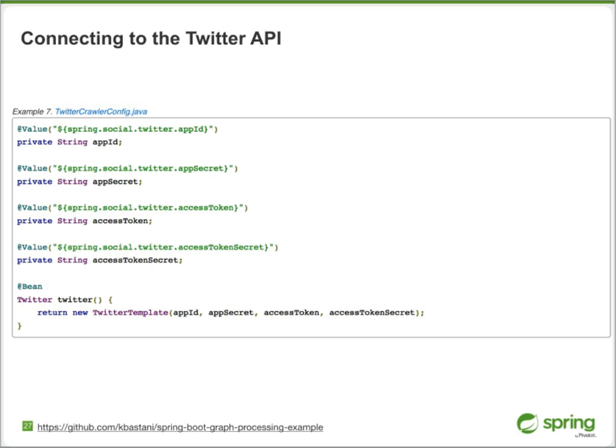So in this code example I've shown here, we'll use the value annotation to automatically load in configurations from the application.properties file. These are the keys that we saw from the last slide. We'll then define a bean for the Twitter template, which will require, as parameters, the Twitter API access credentials. So now we'll be able to automatically inject instances of the Twitter template that were initialized from our configuration properties during runtime.